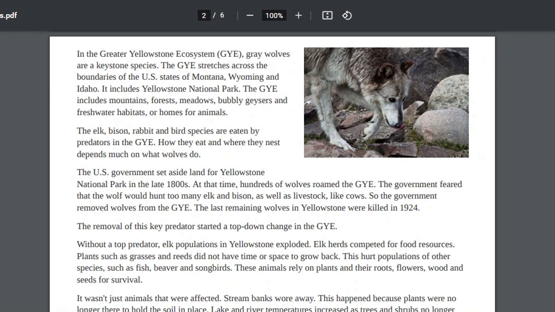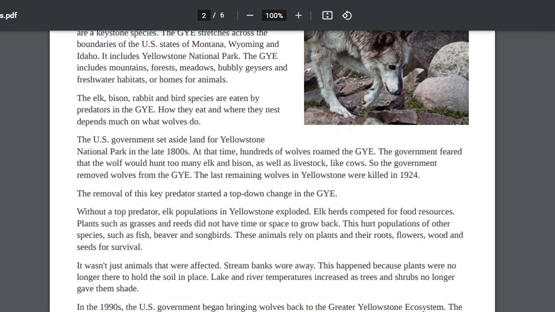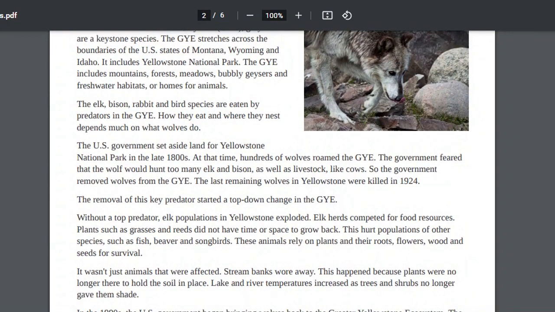The elk, bison, rabbit, and bird species are eaten by predators in the GYE. How they eat and where they nest depends so much on what wolves do. We're going to pause here. You can see there's a picture of a wolf over here to the right. I can see on his paws he's got some good claws that will help him be a good hunter. Let's continue to read a little bit more together.